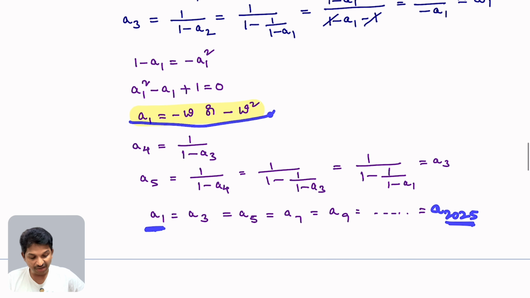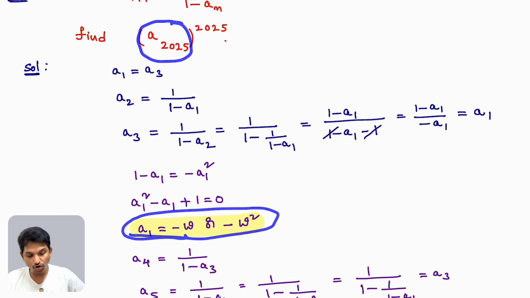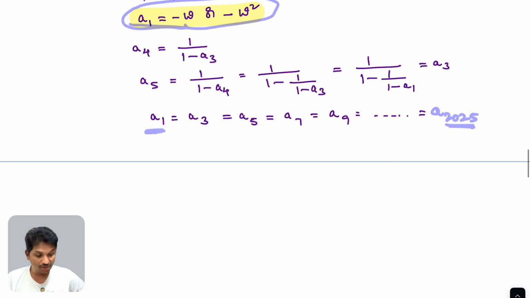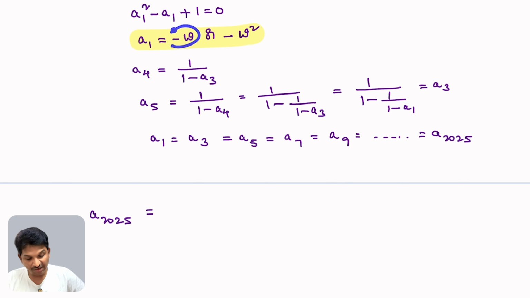What is a1? a1 can be minus omega or minus omega square. I hope you are understanding. So we need to find a2025 whole power 2025, right? Here a2025 is the same as a1. What is a1? a1 can be minus omega or a1 can be minus omega square. So a2025 can be minus omega or minus omega square.